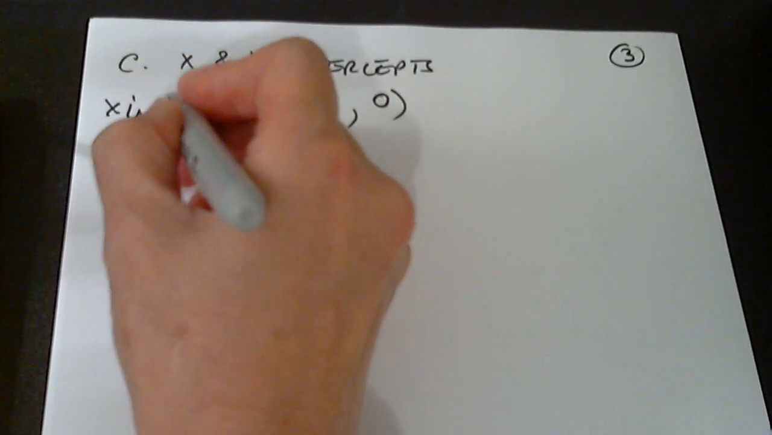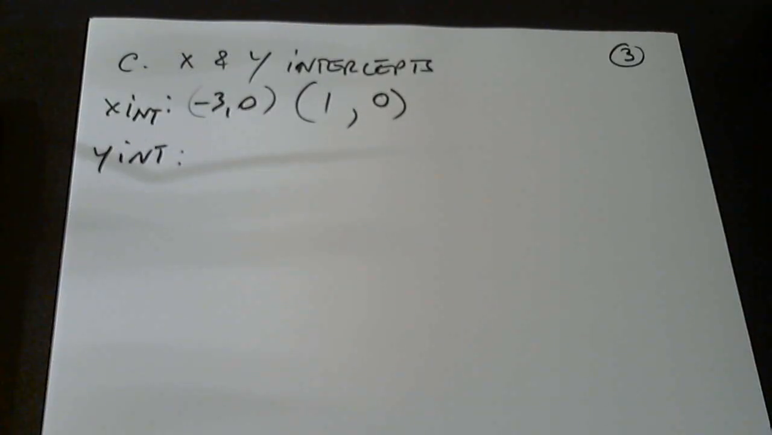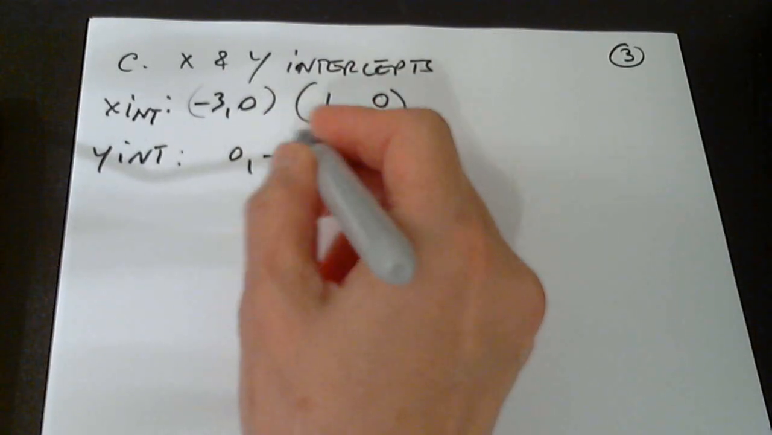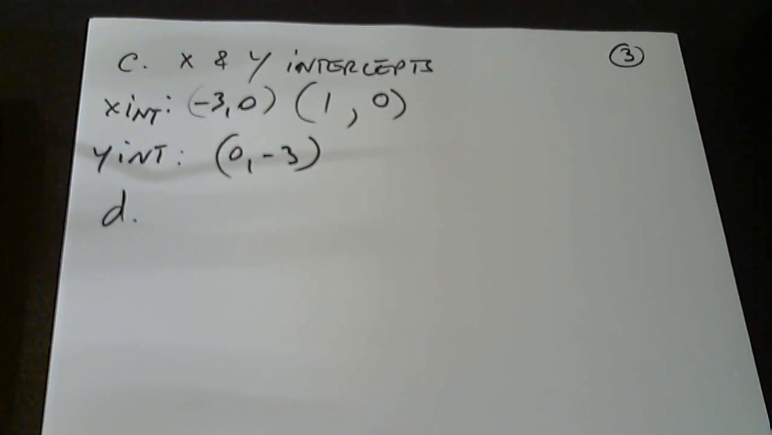Can anyone identify the y-intercept? Y-intercept. It has to be on the y-axis. 0, -3. Yes, it's right here. 0 for x, -3 for y. Very good. Perfect. Any questions? Please stop me if you have questions.